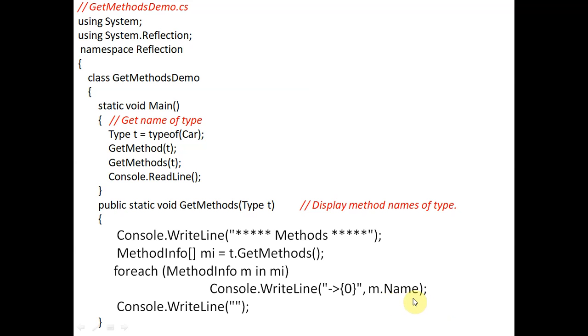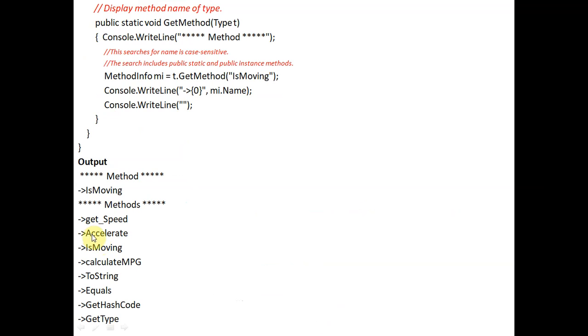m.Name will print the name of the first method, and then we'll print the second one. When the foreach runs a second time, it will display the name of the second method. Again it will take MemberInfo m in mi, and this way it will display all the methods. So we'll have GetSpeed, Accelerate, IsMoving, CalculateMPG, ToString, and these are the predefined methods: Equals, GetHashCode, GetType.